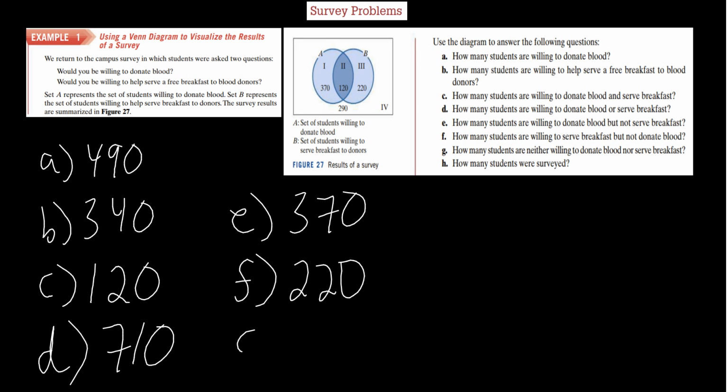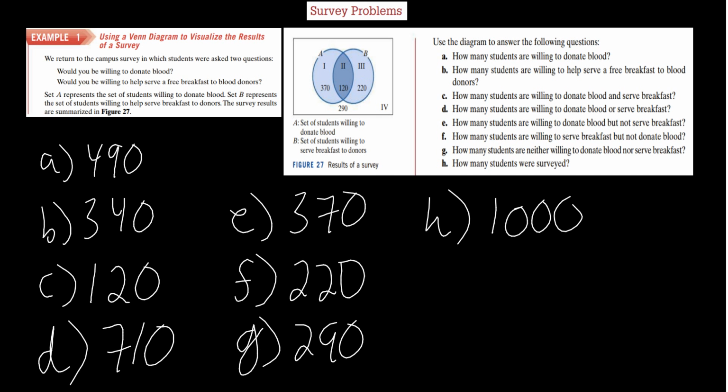G, how many students are neither willing to donate blood nor serve breakfast? Well, that would be this number out here, just simply 290. In H, how many students were surveyed? Well, we would add up all these numbers. And if that was 710, it looks like it'd be 1,000 students. So yeah, 1,000 students is how many were surveyed. Okay, and that's it. We simply look at our Venn diagram, apply some logic and figure things out.